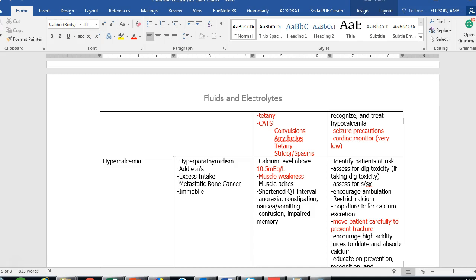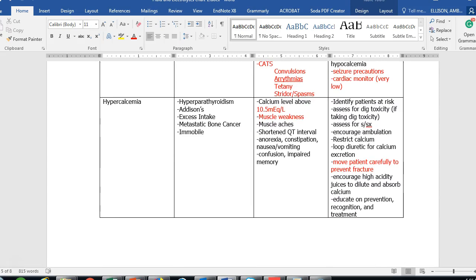So hypercalcemia risk factors are excess intake, Addison's, hyperparathyroidism, immobility, and metastatic bone cancer. If it's greater than 10.5, it's considered hyper. Your signs and symptoms: muscle weakness, muscle aches, some cardiac issues, nausea, vomiting, anorexia, constipation, confusion. So how do you manage this?